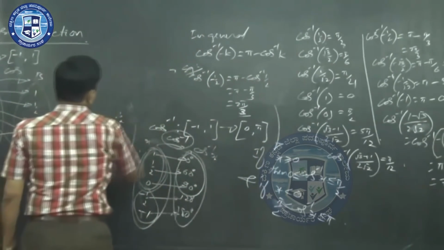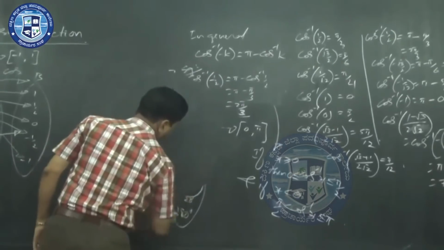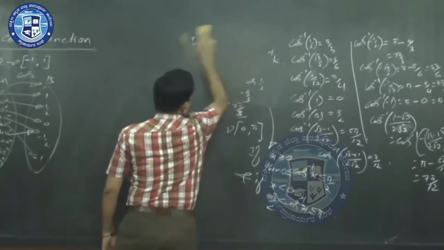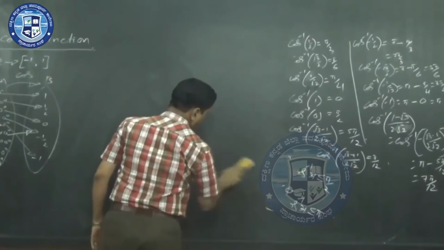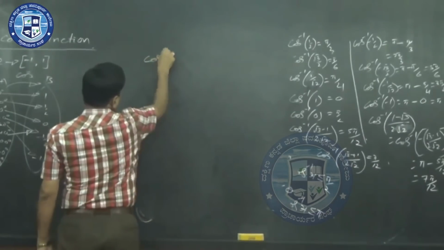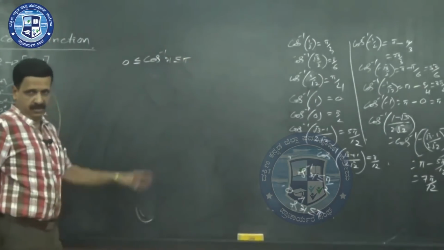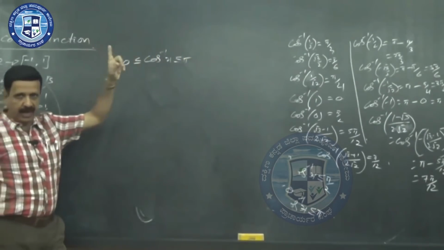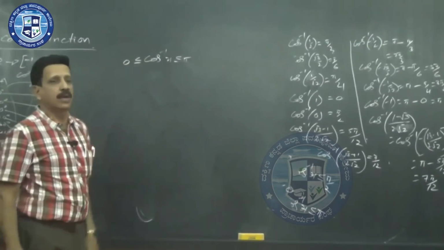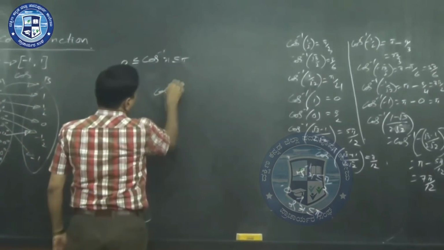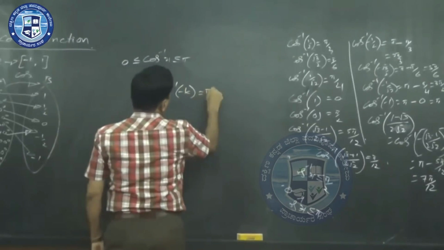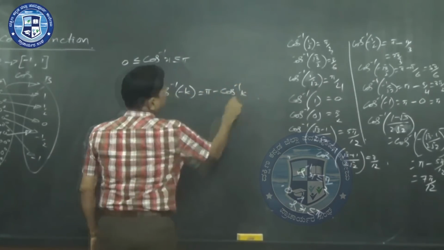Okay, on the basis of this, let us see how the graph of cos inverse will look. Out of this discussion, the important thing to remember is that cos inverse x is an angle between 0 and pi. Cos inverse of a positive number is a first quadrant angle, and cos inverse of a negative number is a second quadrant angle. Then cos inverse of minus k is equal to pi minus cos inverse k.